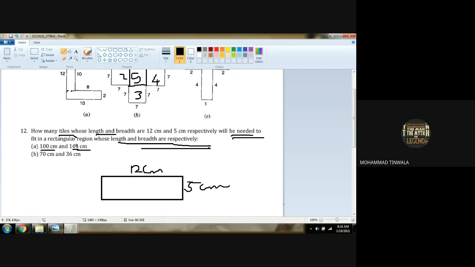length and breadth, right? Now in the area we get, how many tiles will fit? That is what we have to find.